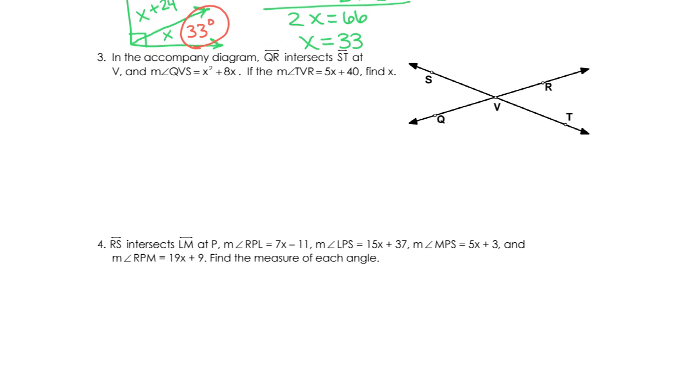In the accompanying diagram, it says that QR, which is a line, intersects ST, which is also a line, at V. And it tells you that the measure of angle QVS, Q to V to S, is x squared plus 8x. Okay. If the measure of angle TVR, so T to V to R, this angle here is 5x plus 40.